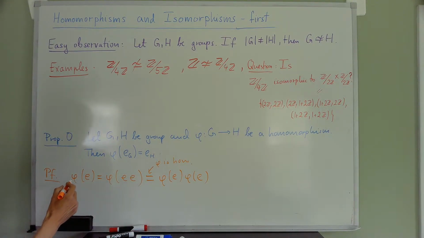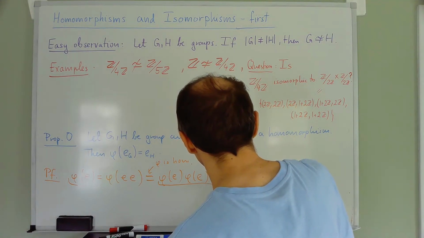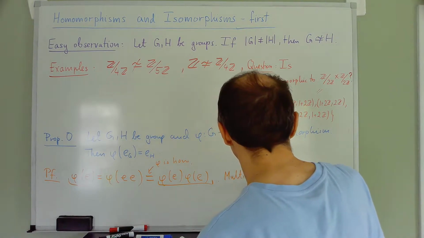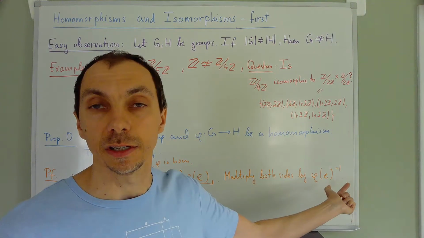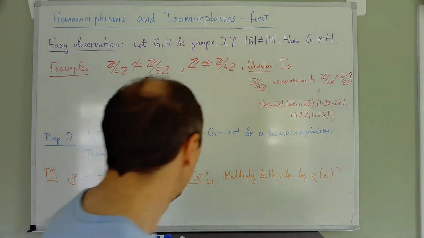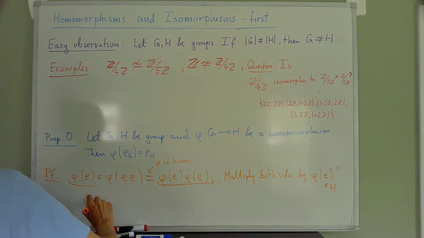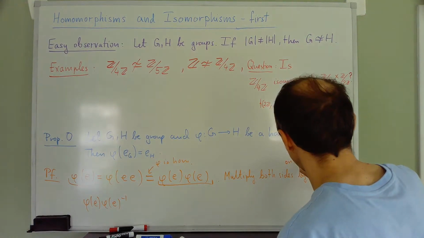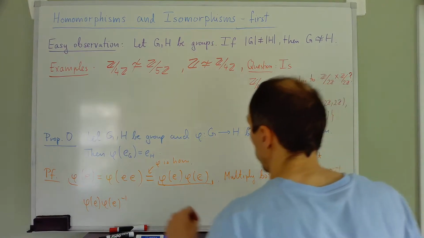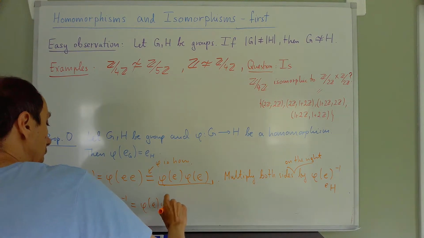So now look at this. I have this equal to that. This is an equality of elements in H. So I multiply both sides by phi of E inverse. How do I know that phi of E has an inverse? By definition of a group, every element has an inverse. Remember, this is in H. This is an element of H. So what do I get? On the left, I get phi of E inverse. I'm multiplying both sides on the right, let's say. It actually doesn't matter whether you multiply on the right or on the left, because the group H doesn't have to be abelian. And so I get phi of E inverse.